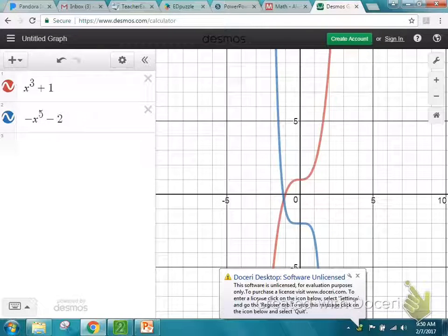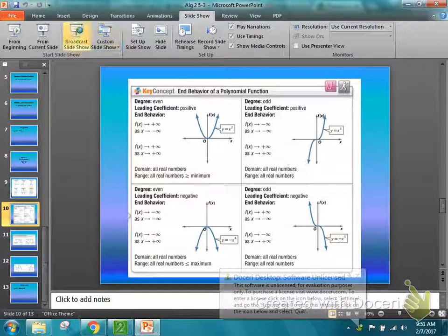The red graph, the red function, if you look over here, it's odd degree. What's its leading coefficient? 1, which is a positive. And on the graph, it's increasing. Okay? The blue graph is decreasing, and its leading coefficient is negative. Those 4 qualities are true in all situations. Okay? So, to summarize all of these, the book made this slide.